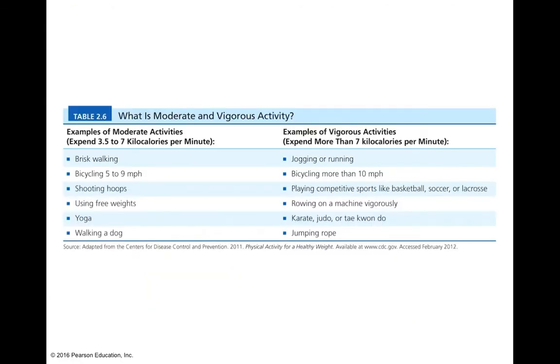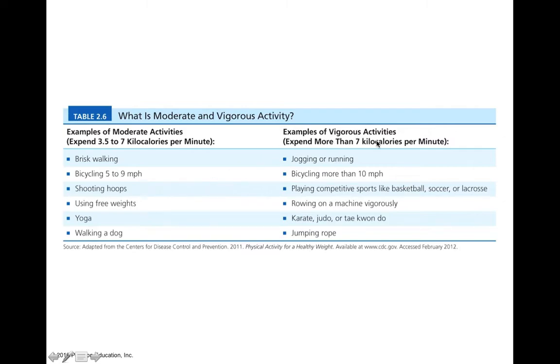Additionally, the flip side of the coin is that you're supposed to maintain an active lifestyle. So in order to maintain a moderate or vigorously active lifestyle, you would want to include things like, so moderate activities would be brisk walking or bicycling or playing basketball, free weights, yoga, walking a dog, etc.